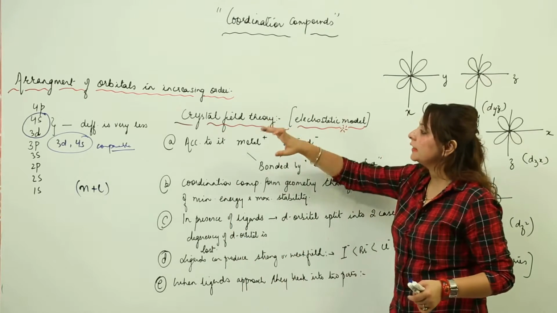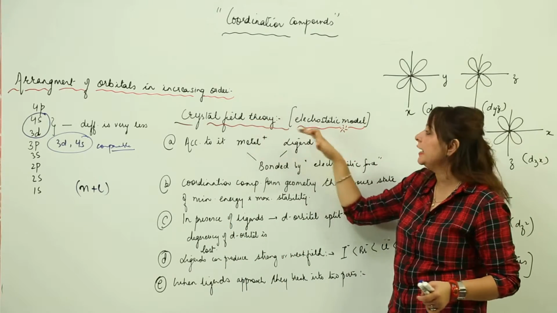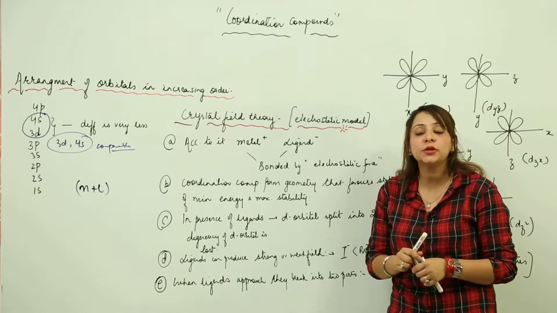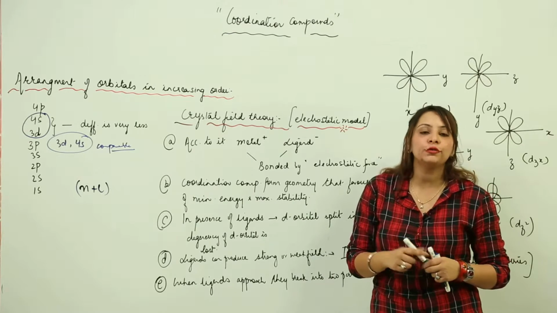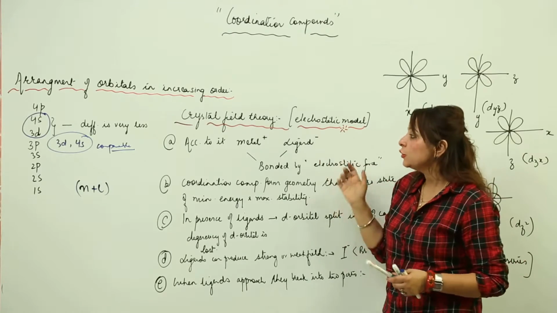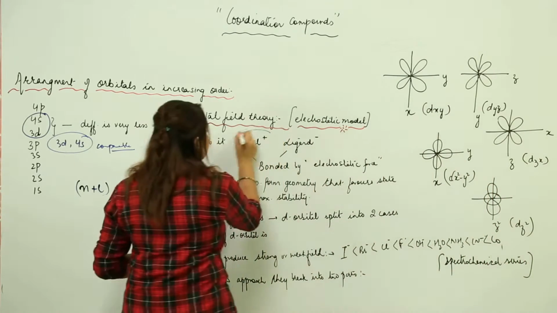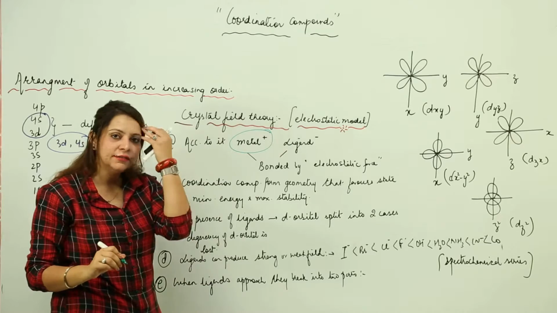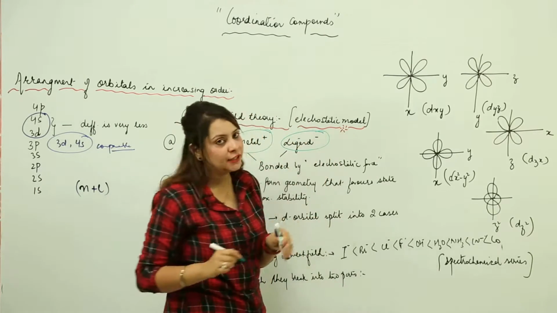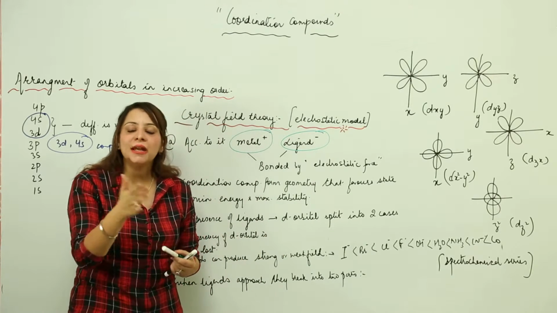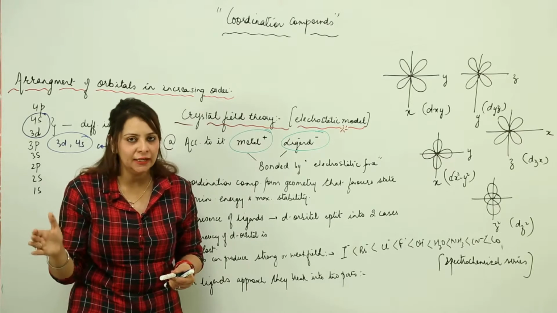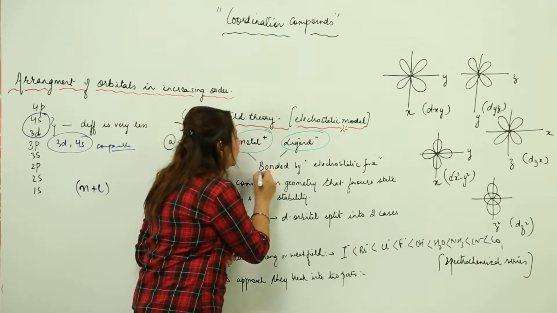Now this crystal field theory is also called the electrostatic model, because it tries to explain the formation of coordination compounds by use of the electrostatic force. According to it, the metal is positively charged, and ligands are negatively charged. So according to this theory, metals have positive charge, they are cations, and ligands are negatively charged, that means they are anions. And there is a bonding between them.